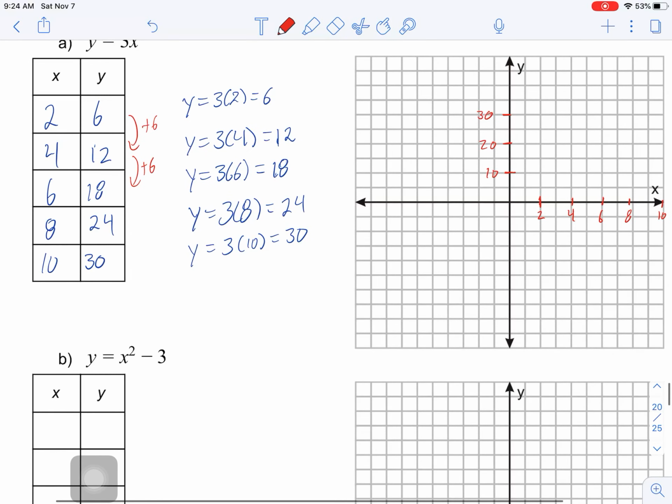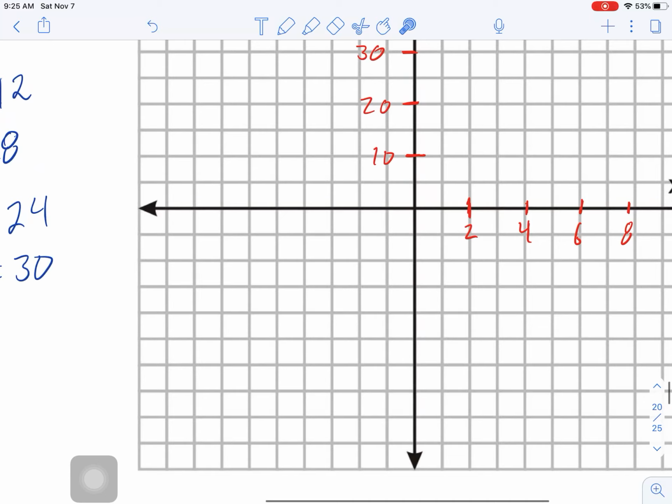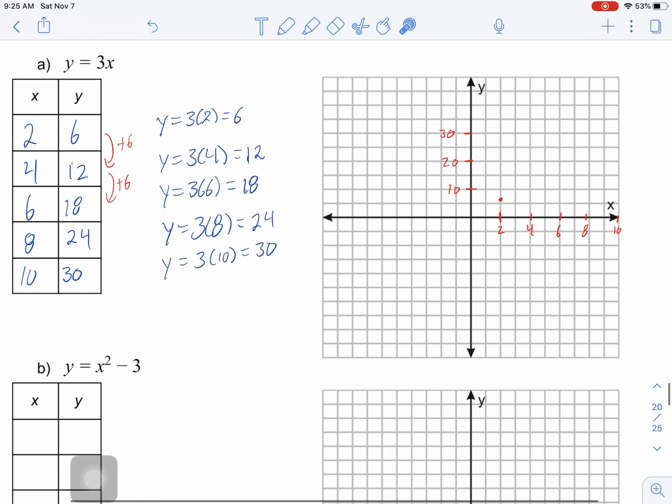So let's plot these points. When x is 2, so right here, y is 6. So 6 would be roughly about here. So I'm going to plot 6 roughly there. So that's my point, 2 and 6, and they meet up right there.